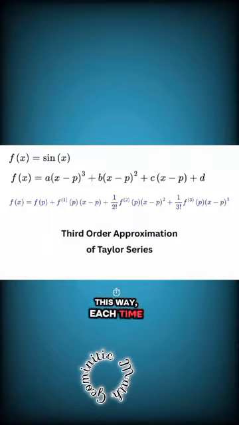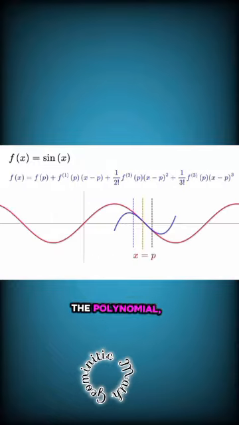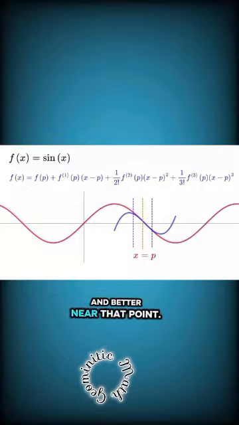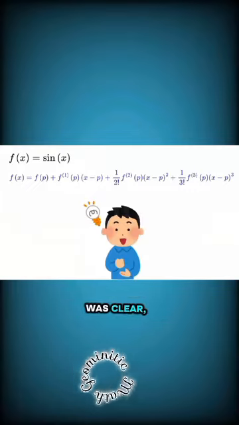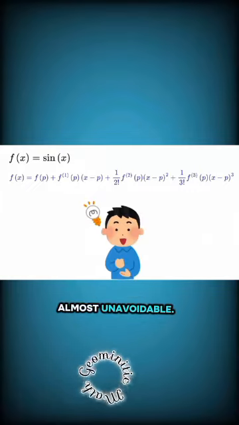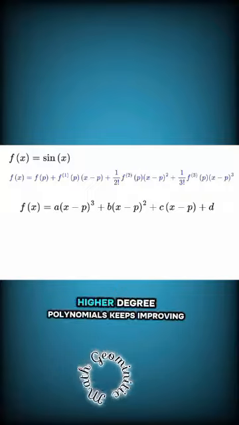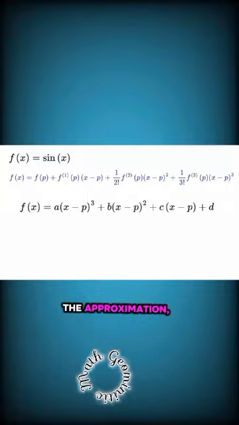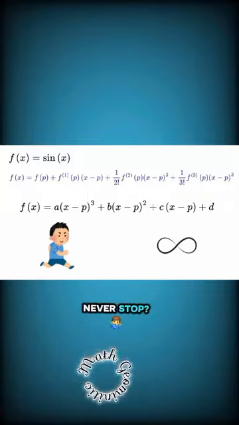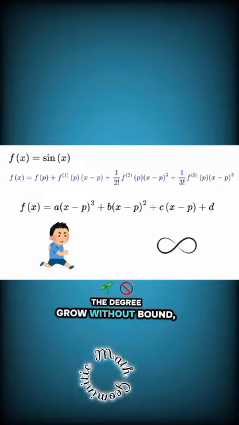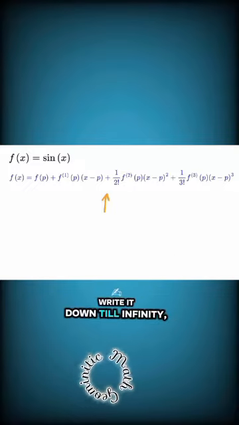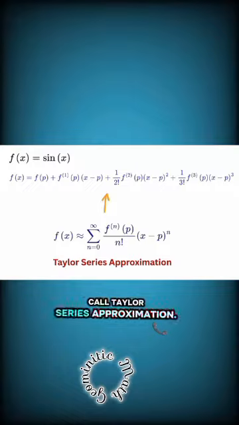This way, each time they increase the degree of the polynomial, the approximation becomes better and better near that point. This is how you get the factorials in the formula of the Taylor series. Now, once this idea was clear, the next step felt almost unavoidable. If using higher and higher degree polynomials keeps improving the approximation, what happens if we never stop? What if we let the degree grow without bound? Take this series and write it down till infinity, which is what we call the Taylor series approximation. That is what Taylor series means, and that is how it came to be.